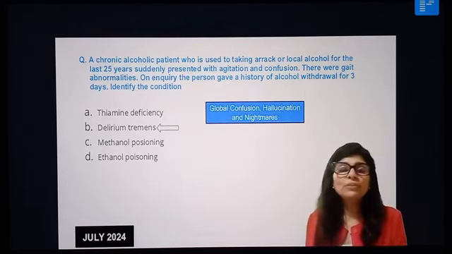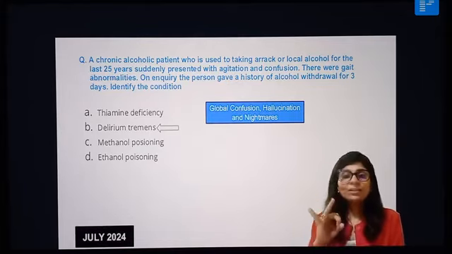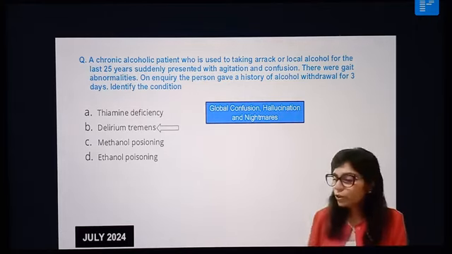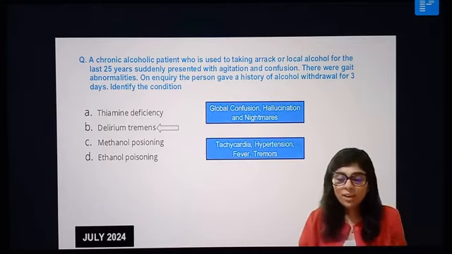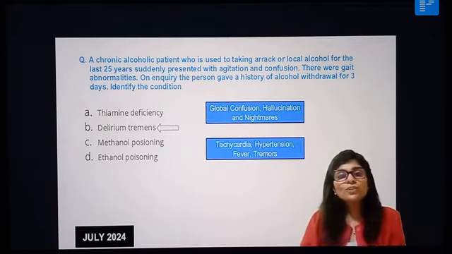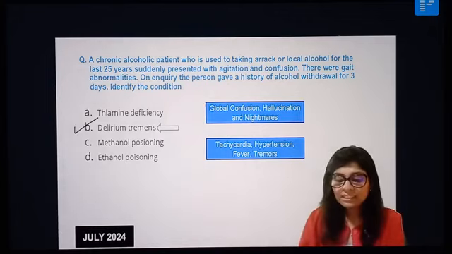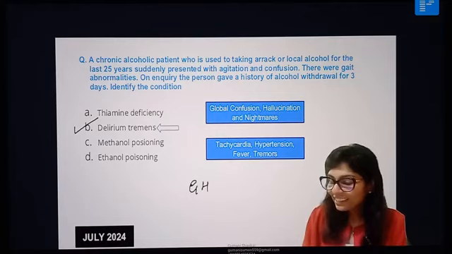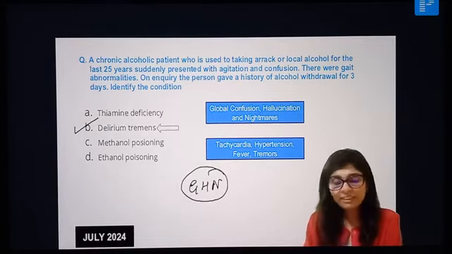But they also present with physical manifestations like high blood pressure, high heart rate, high body temperature, tremors, right? So not only psychological features like global confusion, hallucination and nightmares, you will also see tachycardia, hypertension, fever and tremors after alcohol withdrawal, that is delirium tremens. Yes, Krantilal, I'm happy that you watched my session already. GHN, I remember it as government hospital nurse. Okay.